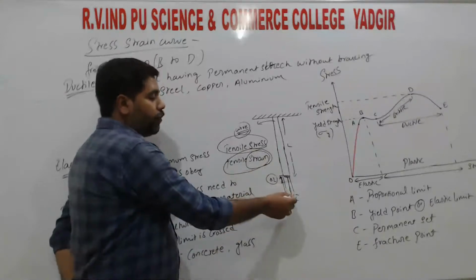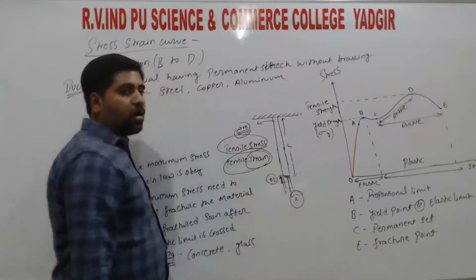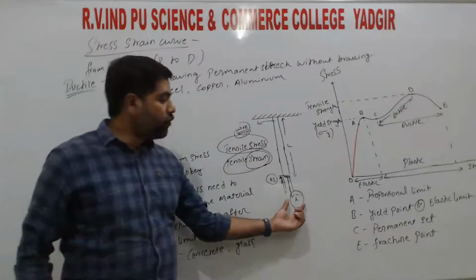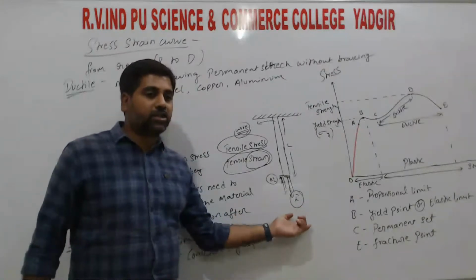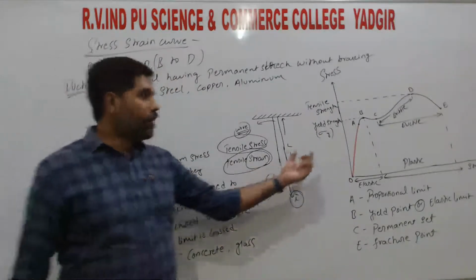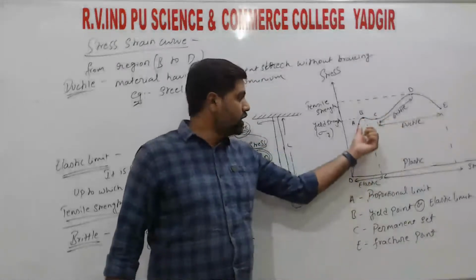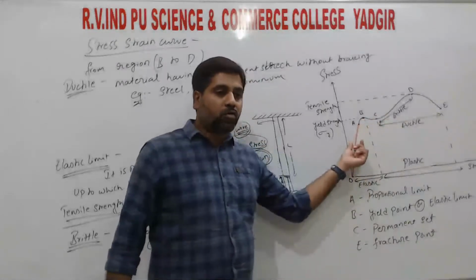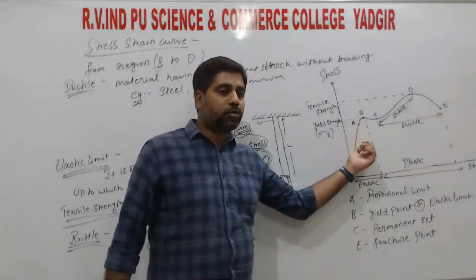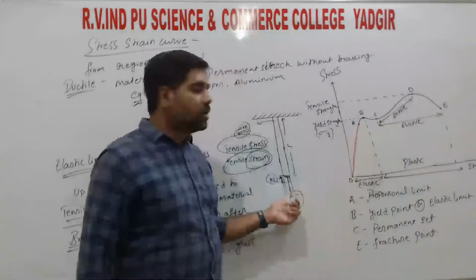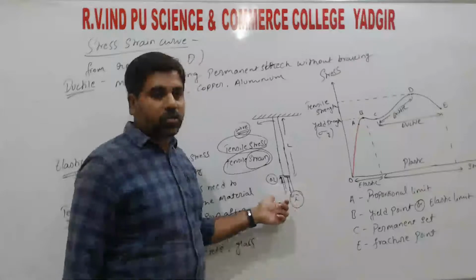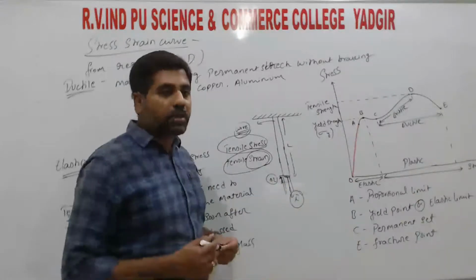So by varying the load or force, as we vary this deforming force, we discussed what changes are seen region by region, right? So from region 0 to A it obeys the Hooke's law. That means stress is directly proportional to strain. So as we increase stress linearly, strain also increases linearly.